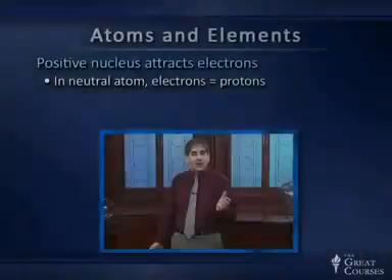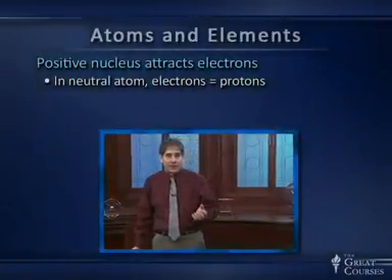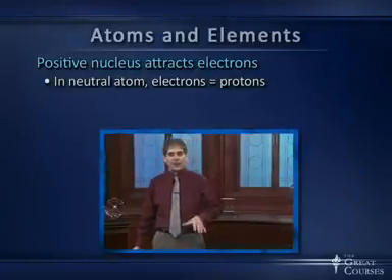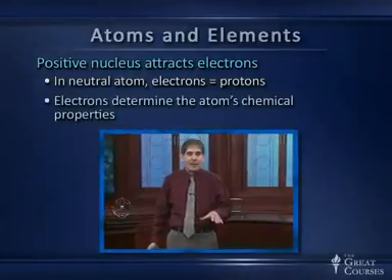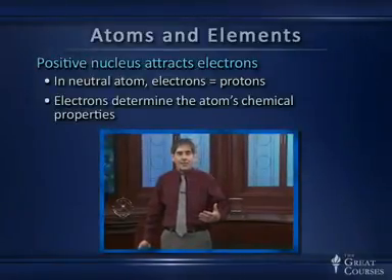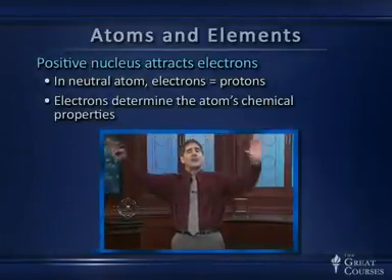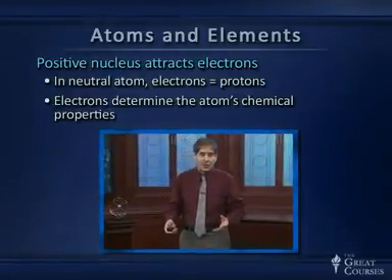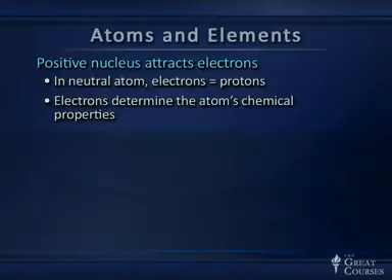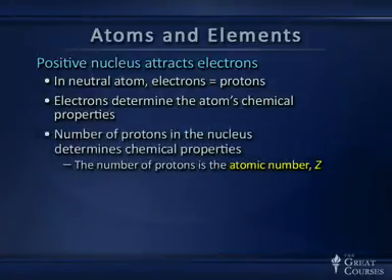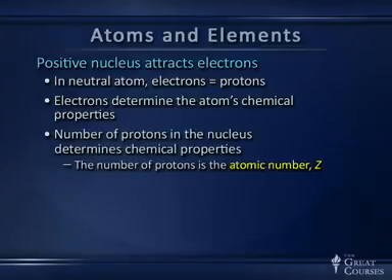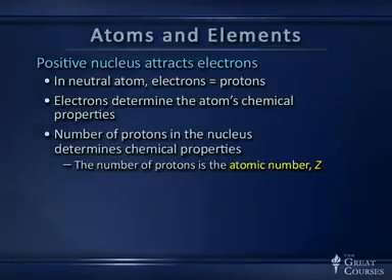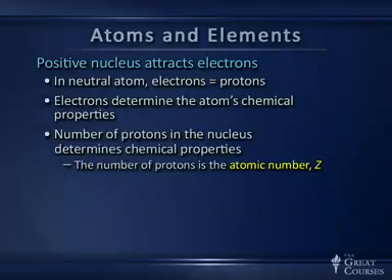Now, what does it mean to be an atom of a particular element? Well, when we have a nucleus, the nucleus is positive, and the nucleus attracts electrons, and in a neutral atom, the number of electrons equals the number of protons. But it's the electrons that determine an atom's chemical properties. Remember that it's those outermost electrons that participate in the chemical bonding that makes atoms join into molecules and so on. So the number of electrons determines the chemical properties, but the number of electrons is determined by the number of protons. So the number of protons in the nucleus determines the chemical properties of a particular atom.